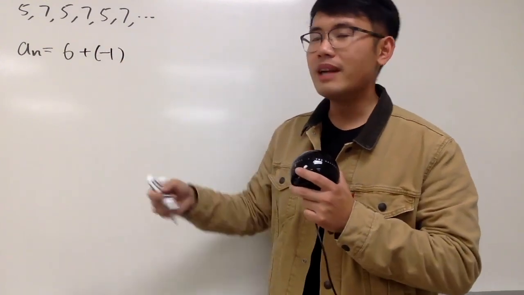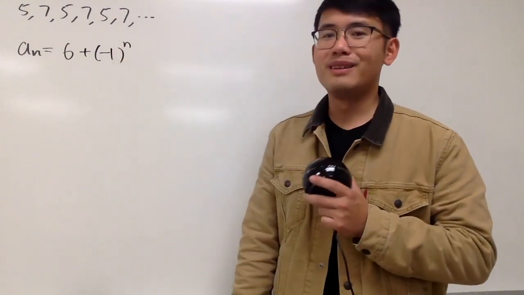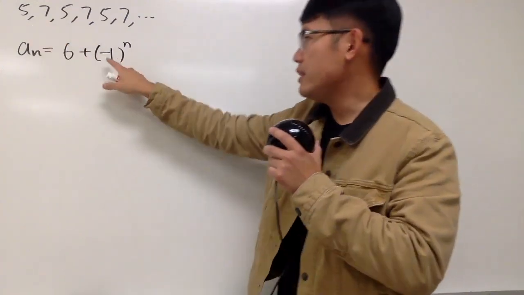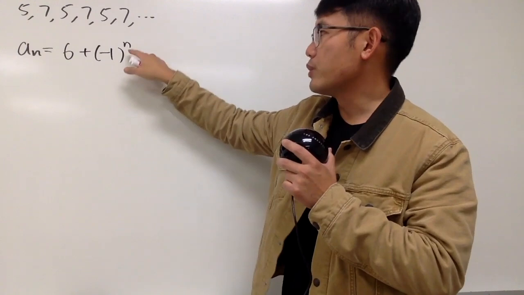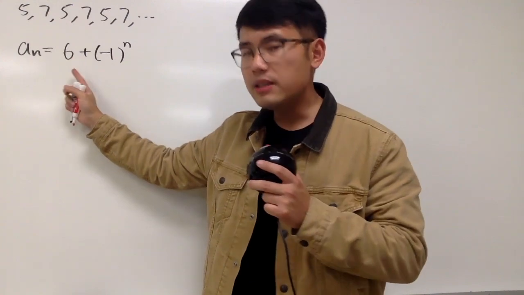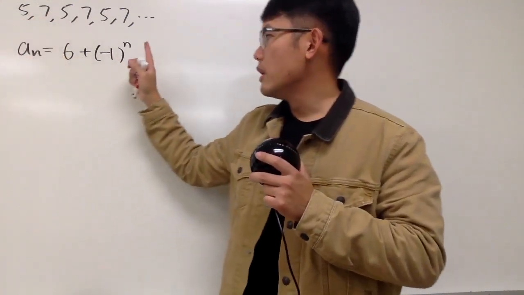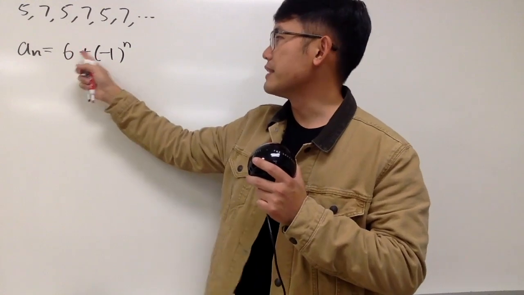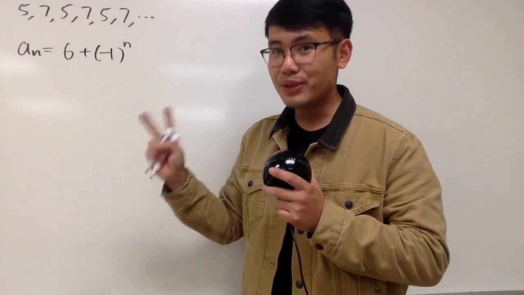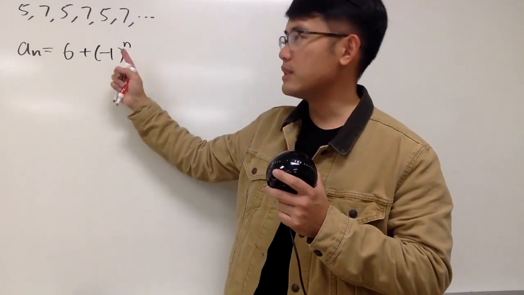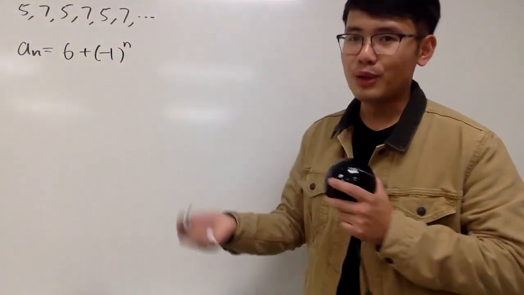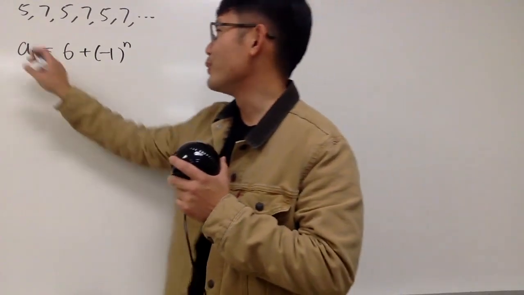The base is -1 raised to the nth power. That's it. And be sure you pay attention to whether you need -1 to the nth power or -1 to the n plus 1 power. Check this out. We want to start at 5. When n is 1, we have 6 plus (-1) to the first power, so we have 5. When n is 2, this is going to be a positive 1. 6 plus 1, of course, is 7. And then the rest is pretty much the same. So that's how you can get this real fast.